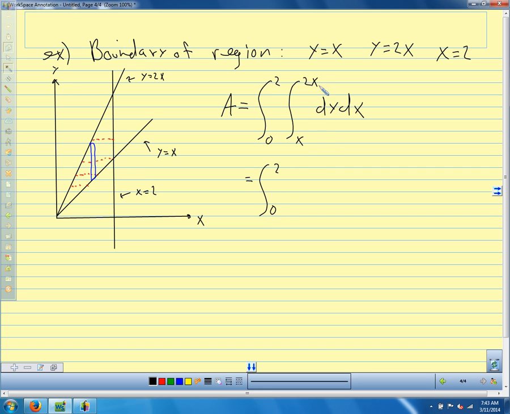0 to 2, when we evaluate this integral, y from x to 2x, we get 2x minus x dx, just like we would do when we set it up in Calc 1. And that's an easy integral to evaluate. When we evaluate that, we end up with the area being 2 units.